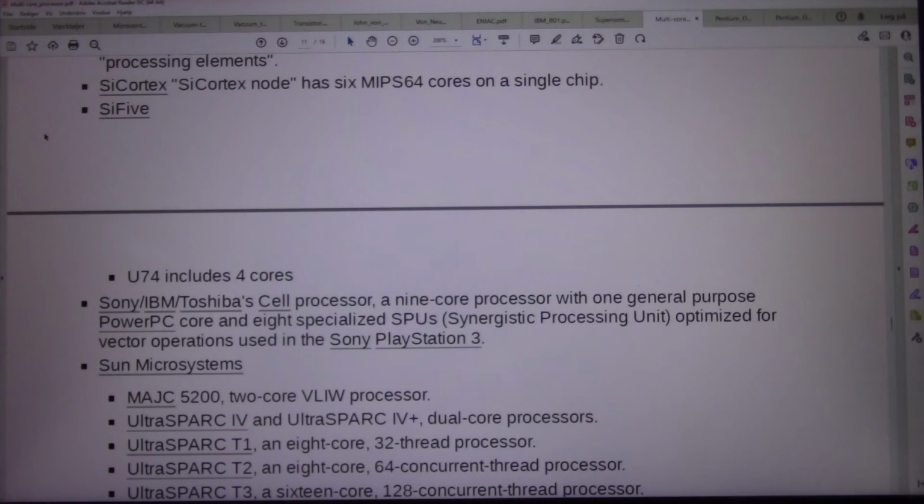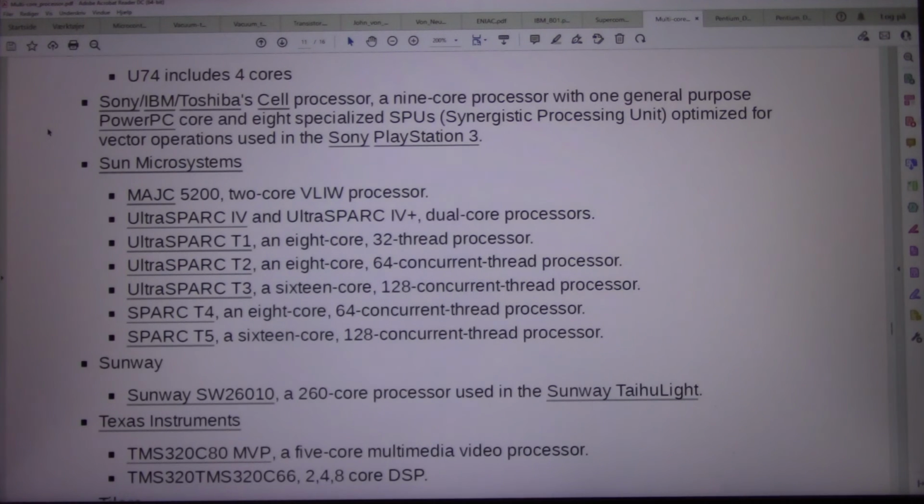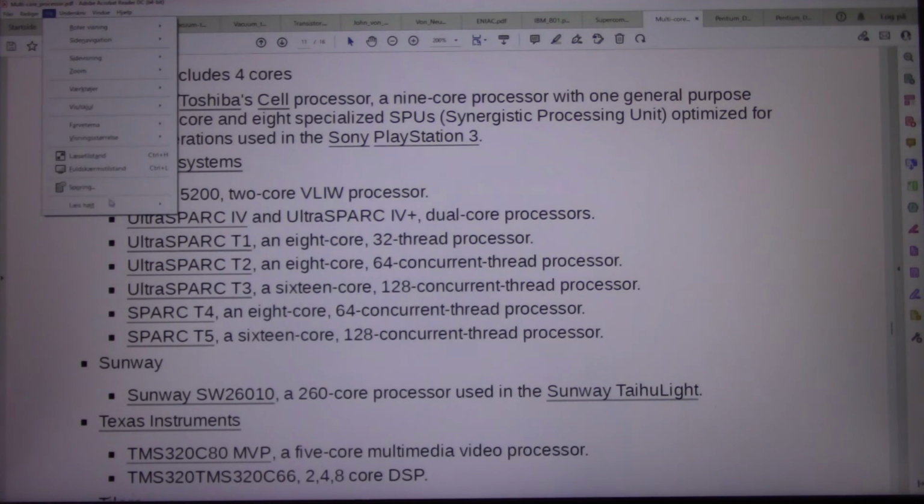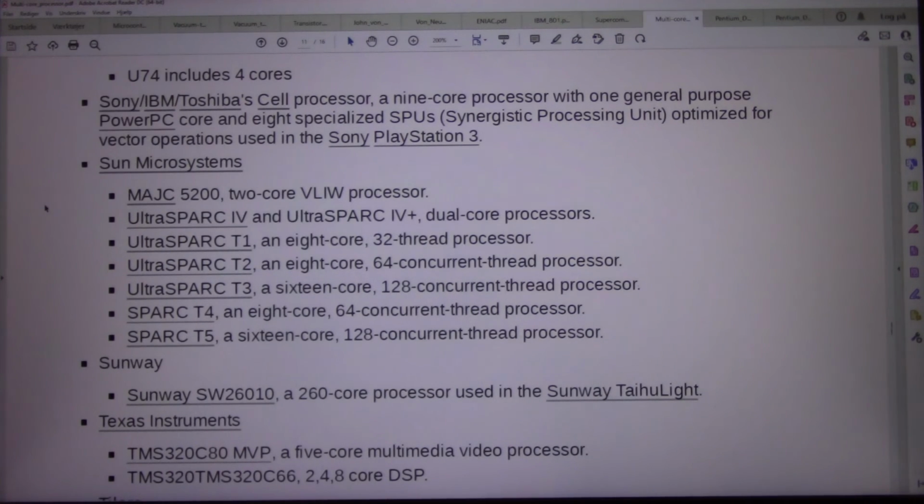Cortex Node has 6 MIPS64 cores on a single chip. SiFive U74 includes 4 cores. Sony/IBM/Toshiba's Cell processor, a 9-core processor with 1 general-purpose Power core and 8 specialized SPUs, synergistic processing units, optimized for vector operations, used in the Sony PlayStation 3.